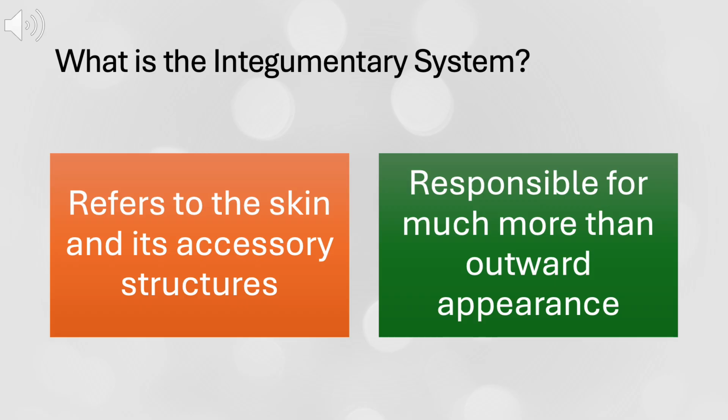This slide introduces what we mean by the integumentary system. At first glance, it may seem like we're just talking about the skin you can see, but this system includes all the accessory structures that support and interact with the skin, such as hair, nails, and glands. Although it contributes greatly to how we look on the outside, the integumentary system has many vital physiological roles. It protects against pathogens, helps regulate temperature, prevents water loss, and supports sensory perception. So, while we may associate it with appearance, it's important to recognize the integumentary system as a complex and highly functional part of human anatomy.